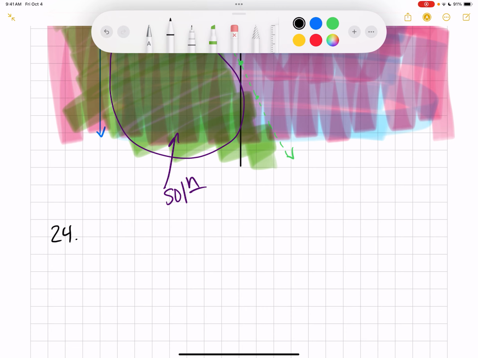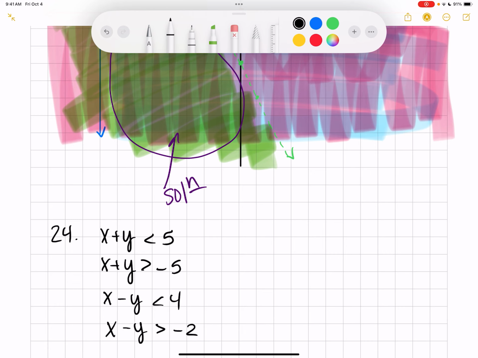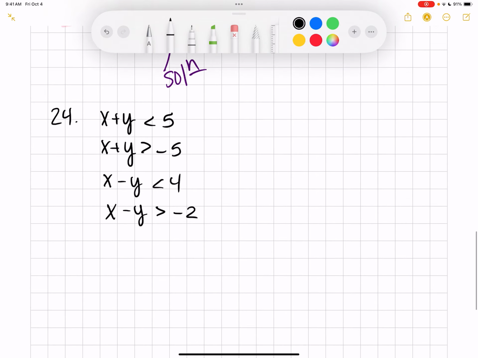You might not say yay when I tell you the problem. Oh no. I don't have enough room on my paper, man. X plus y is less than 5. X plus y is greater than -5. X minus y is less than 4. X minus y is greater than -2. Man, what?